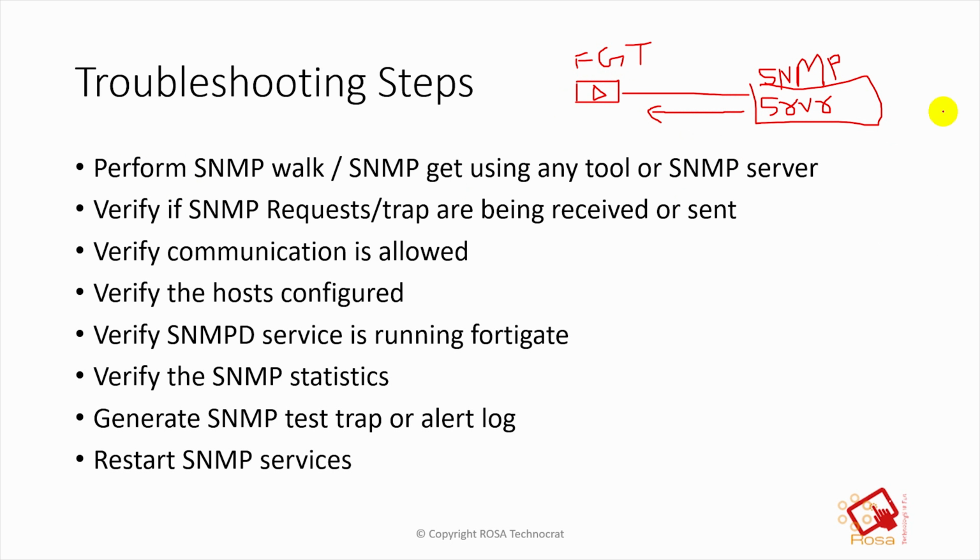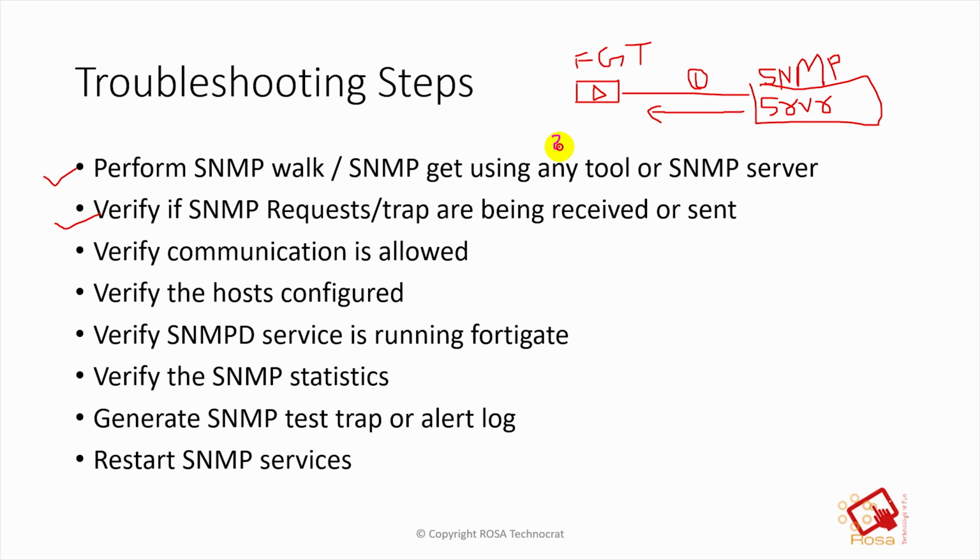So how can you confirm this? First, you can use an SNMP server, or do an SNMP walk or SNMP get using any tool, to confirm the requests are reaching the FortiGate. This is the first step: send out some SNMP requests to the FortiGate. Then the second point is to verify if SNMP requests or traps are being received or sent. So the first part is initiating the request.